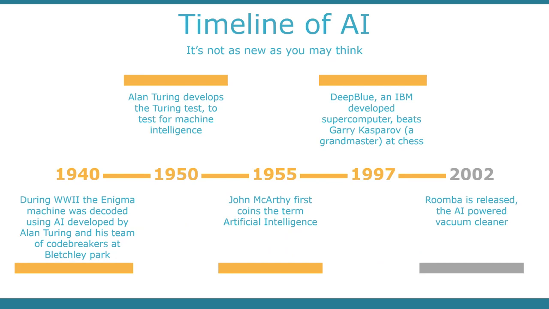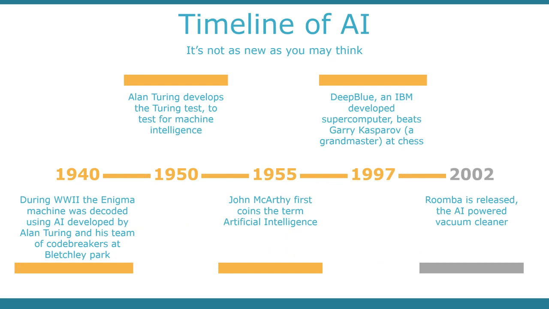In 2002, one of my favorite events in the AI calendar, Roomba was released, which was the artificially intelligent vacuum cleaner. Then in 2008, Apple announced Siri. So the personal assistant that we're all probably used to having on our iPhones came out in 2008. And this is really the first at-scale use of AI for the general masses.